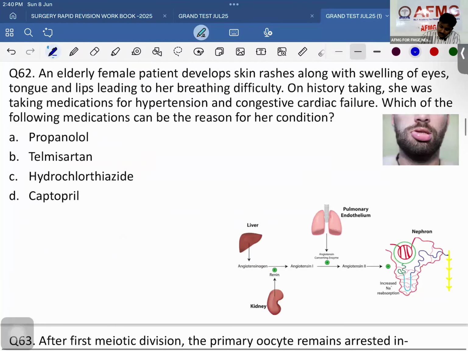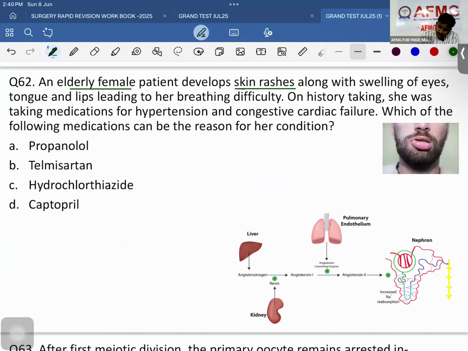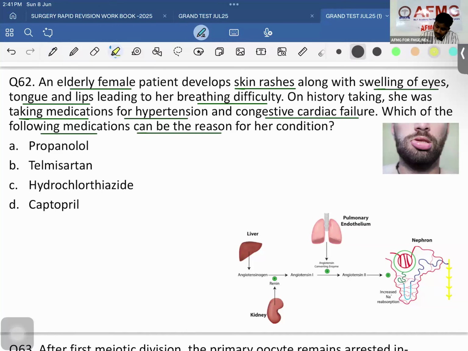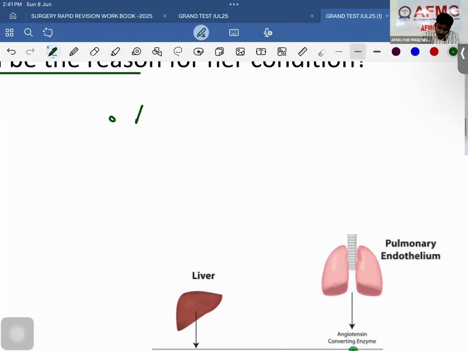Next important, if I talk about question number 62. Here we have an elderly female patient who develops skin rashes along with swelling of eyes and swelling of tongue and lips as well, leading to breathing difficulty. She might have developed edema inside the larynx also. On history taking, she was taking medications for hypertension and congestive cardiac failure. Which of the following medications can be the reason for her condition? We know this is classically swelling of eyes, tongue and lips. This is nothing else but angioedema.